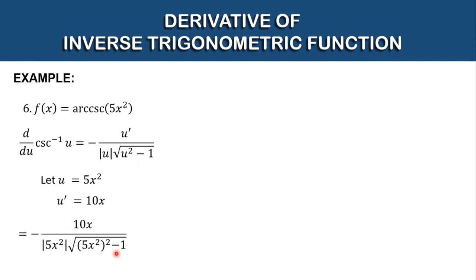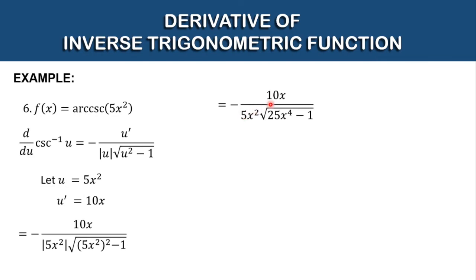Then, pwede nating i-simplify simultaneously itong absolute value tsaka itong nasa loob ng ating radical sign. So, magkakaroon tayo ng, sa itaas is still 10x, so negative 10x. Absolute value of 5x squared is 5x squared. Then, ito, pag sinimplify natin, 5x squared squared is 25x raised to 4 minus 1. And here, pwede nating makancel yung 10 tsaka yung 5. So, simplify lang natin sila or in the lowest term. So, ito magiging 2, ito magiging 1.